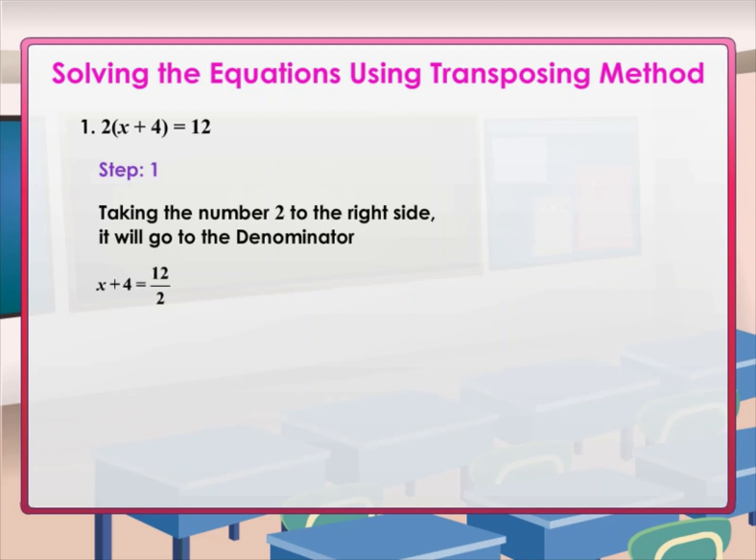That is, x plus 4 is equal to 12 divided by 2. Therefore, x plus 4 is equal to 6. Step 2. Taking plus 4 to the right side, it will change as minus 4. Hence, x is equal to 2 is the required solution.